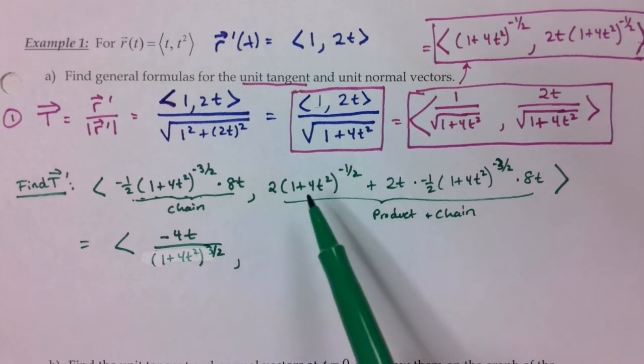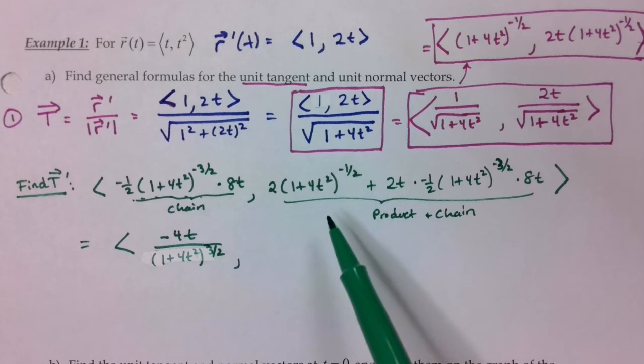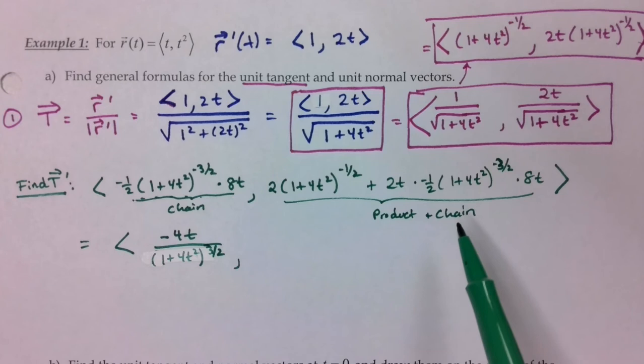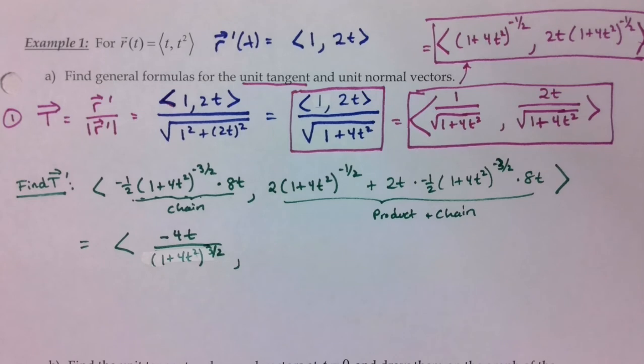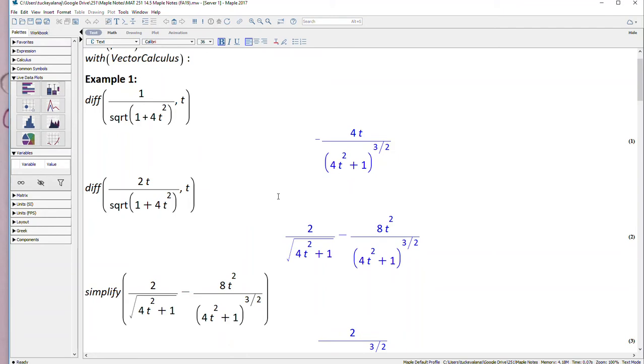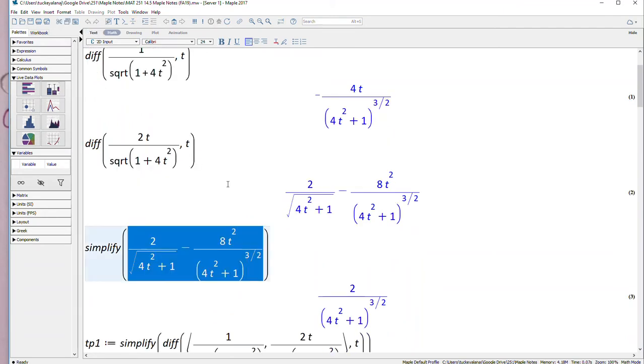You'd have to basically make them have a common denominator. You'd have to put this one over the square root, this one over the square root to the third power. You'd have to simplify your numbers. This is what Maple is good for. So let me see. I think I did this in Maple. Let me pull Maple up. Okay, so there it is. I said, hey, simplify that for me, right? So this is your answer.